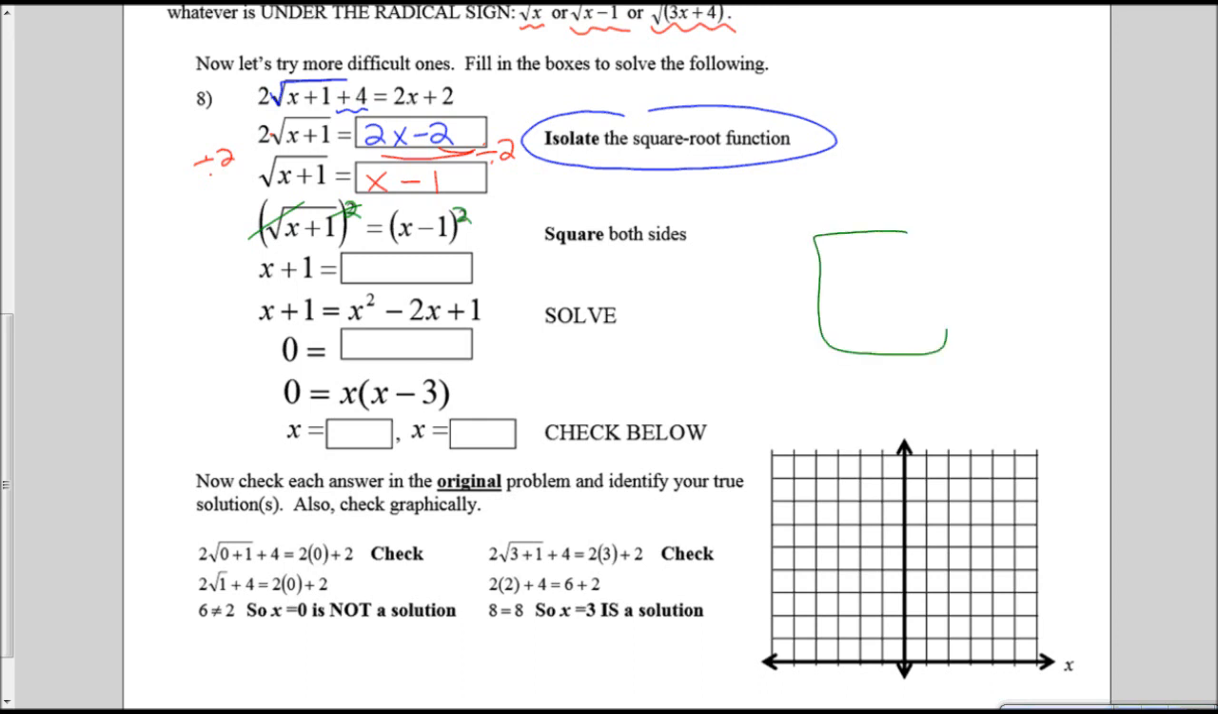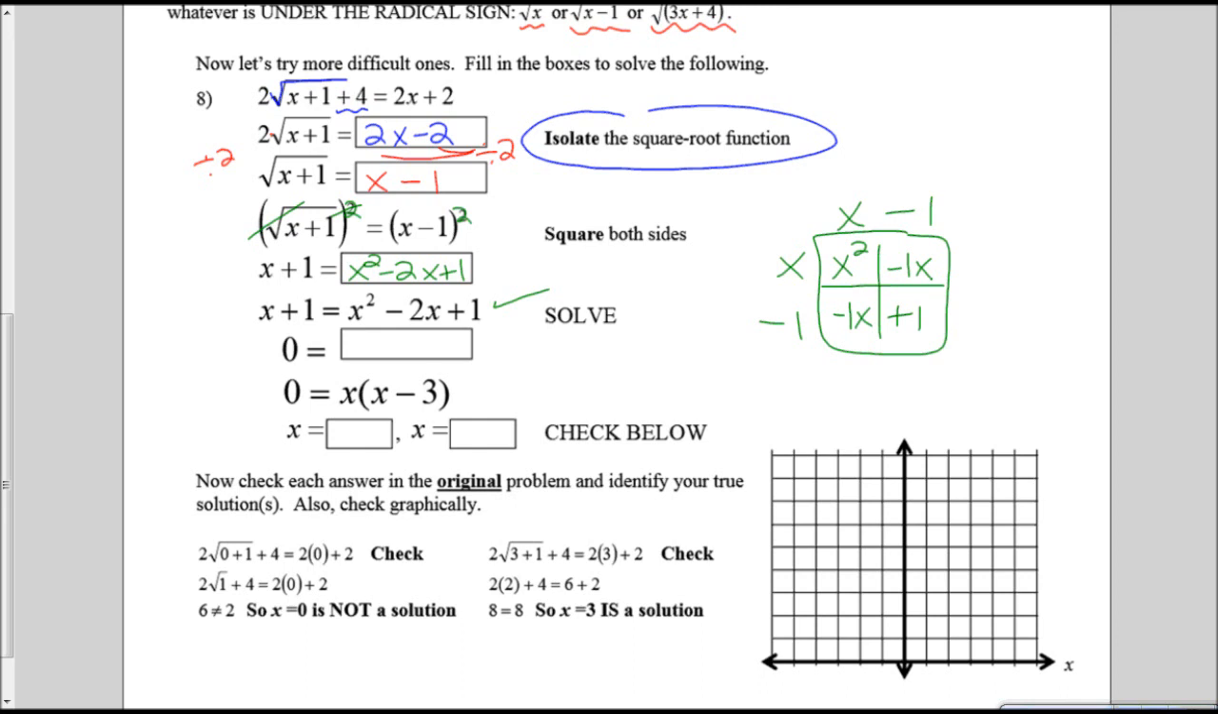When I square x minus 1, realize I have to FOIL or do boxes when I multiply this together. And what I really have here is x squared minus 2x plus 1. I just rewrote that down here. Now I have to solve this equation.